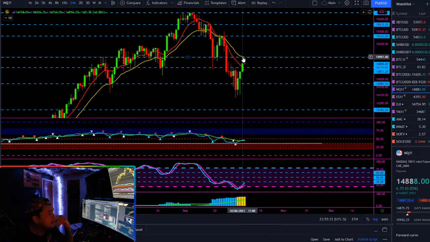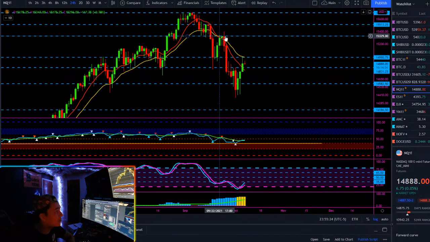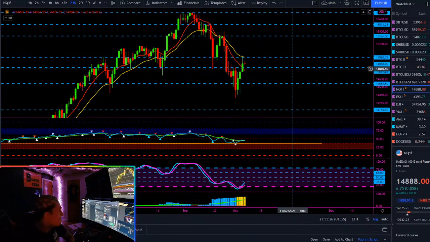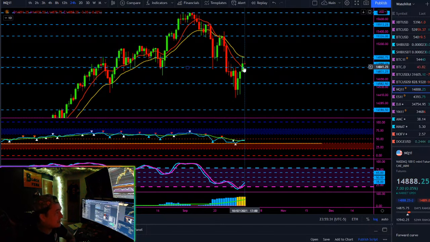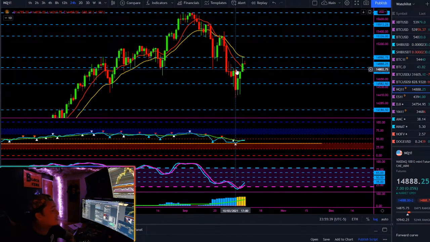Now, if we close above that 21 exponential here, things might get a little bit juicy. I still would have that bearish perspective, but I would be moving my target to the upside of 15,325 here, or the prior lower high structure right here. But until then, yes, we are technically on new highs, but I'm looking at this high right here as a very inconsequential high. This high doesn't mean jack shit as far as reversals are concerned, in my personal opinion.